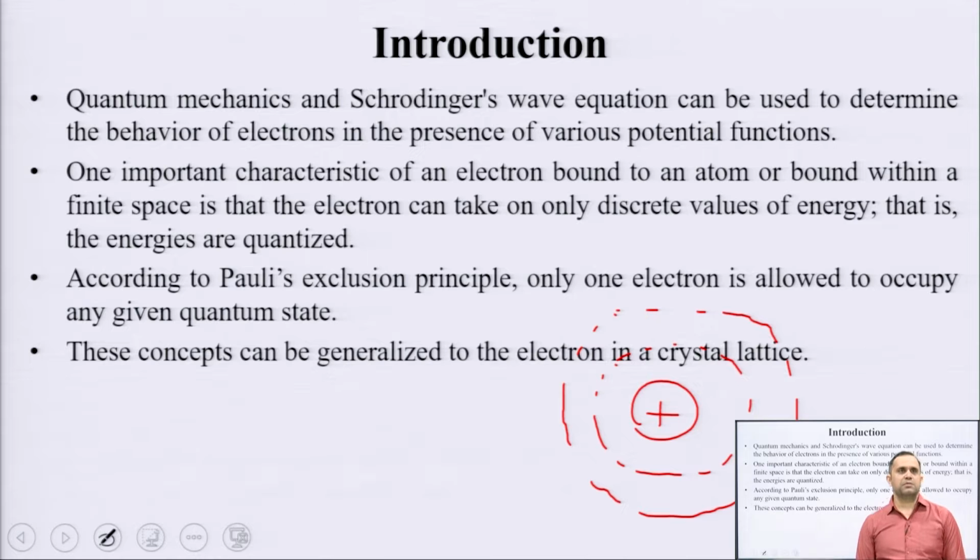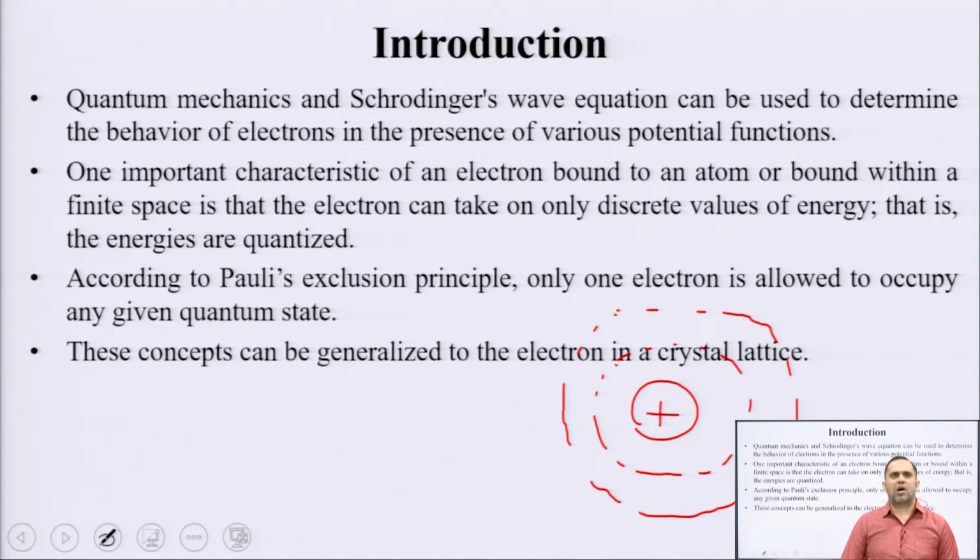Another aspect is Pauli's exclusion principle, which says that only one electron is allowed to occupy any given quantum state. What is meant by quantum state? You have 4 different quantum numbers n, l, m and s: your primary, azimuthal, magnetic and spin quantum numbers. The values of these quantum numbers for any electron are basically the signature of that electron. Pauli's exclusion principle says that no 2 electrons should have exactly the same values of these quantum numbers.